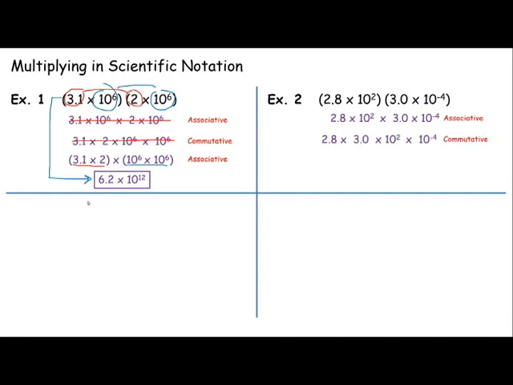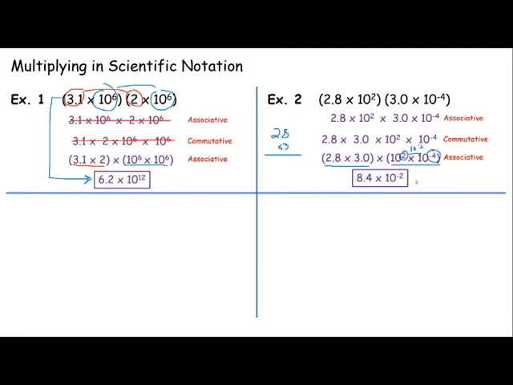Associative property says I can regroup. Commutative property says I can rearrange. The associative property allows me to regroup, and from there I'm just going to perform some computation. You might be able to do 2.8 times 3 in your head. If not, just go off to the side of your paper and work that out. You might have a nice teacher who allows you to use a calculator. I would not let my students use a calculator on this, but if your teacher does allow that, certainly you can do that. And then you've got 10 squared times 10 to the negative 4. We know we're going to have to add these exponents together, and this is going to be 10 to the negative 2. So 2.8 times 3 gives me 8.4 times 10 to the negative 2nd.